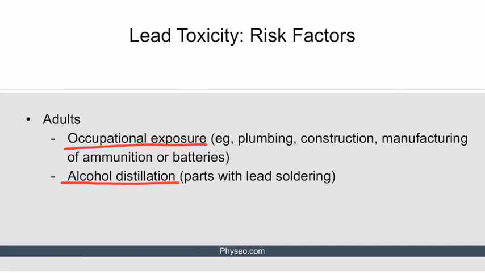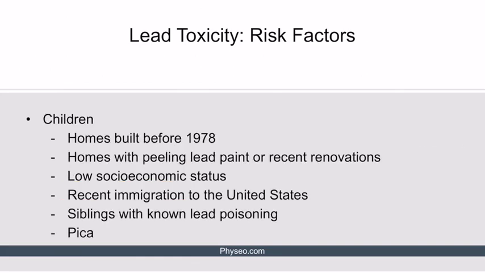In children, risk factors for lead poisoning include homes built before 1978, homes with peeling lead paint or recent renovations, low socioeconomic status, recent immigration to the United States, siblings with known lead poisoning, and pica. Now, homes built before 1978 are considered a risk factor because they are more likely to have been built with lead-based paint when compared to more modern homes.